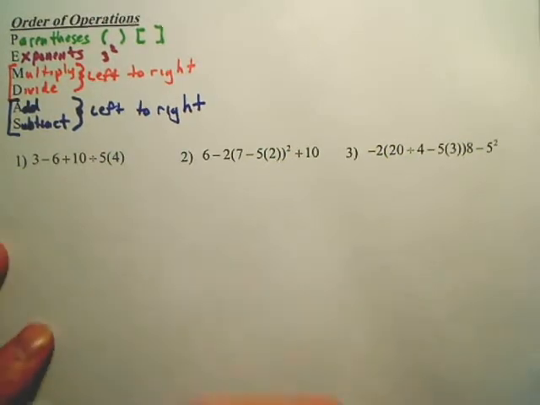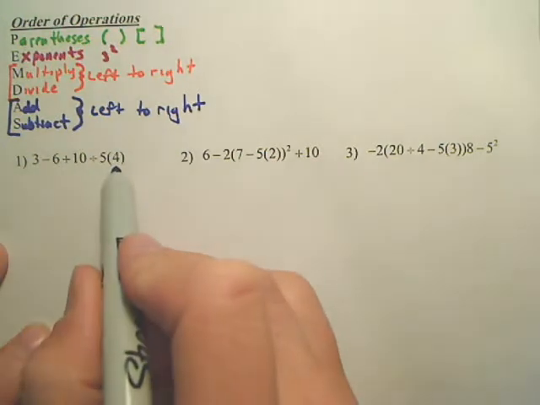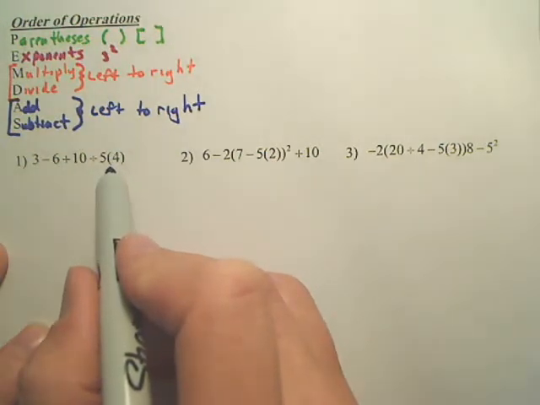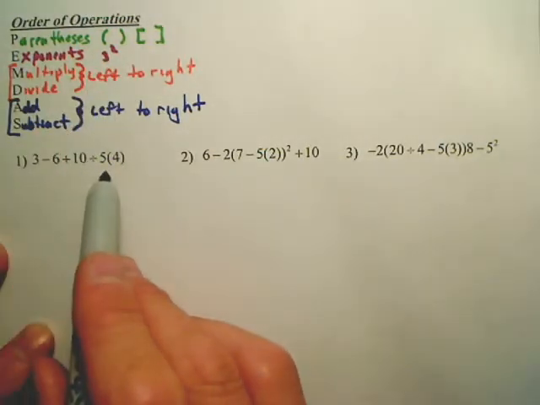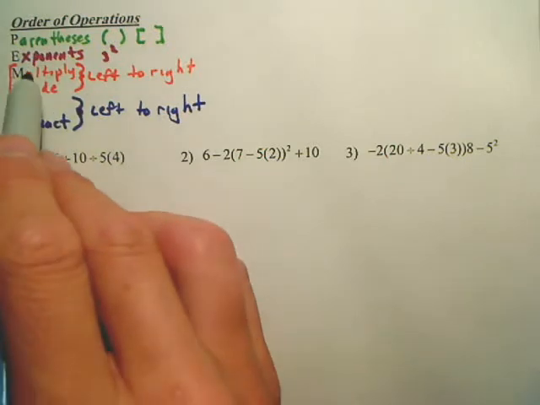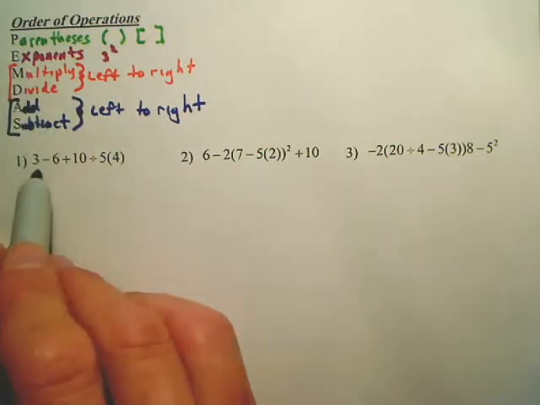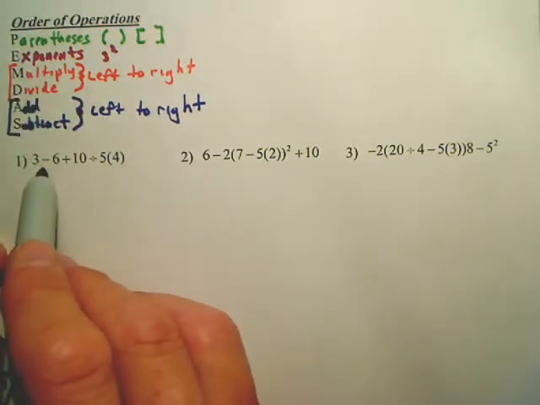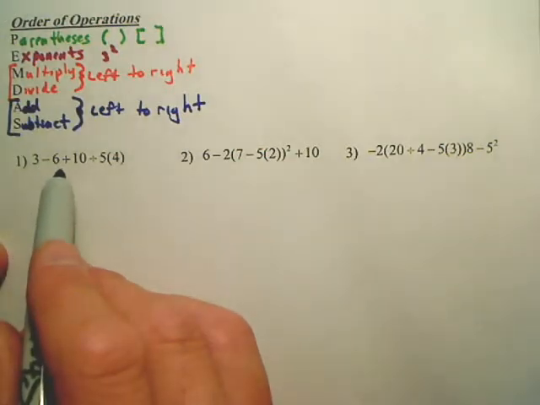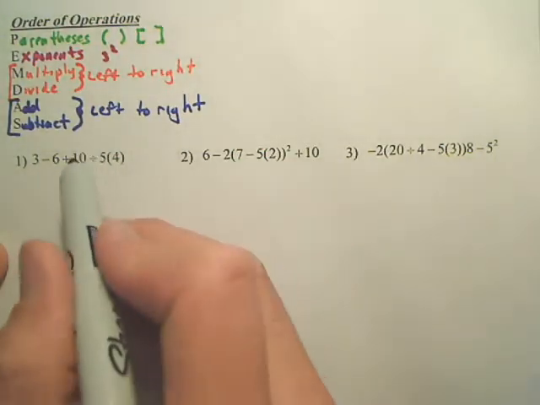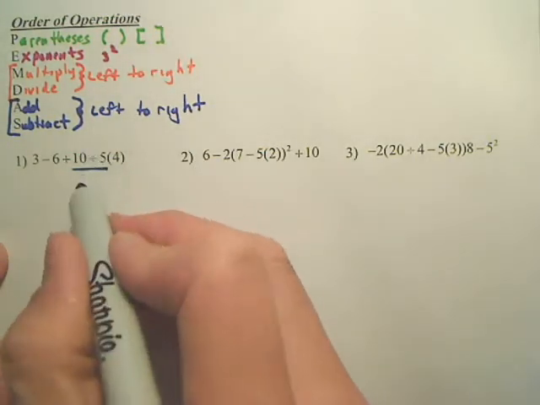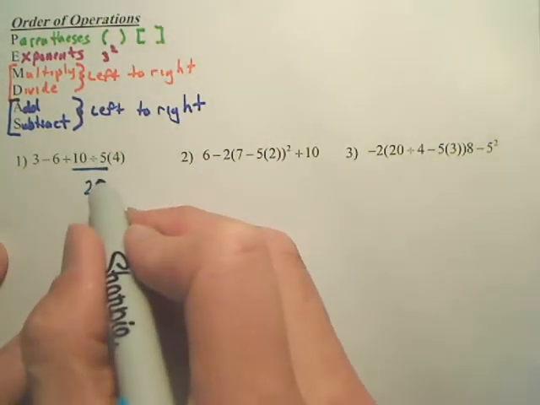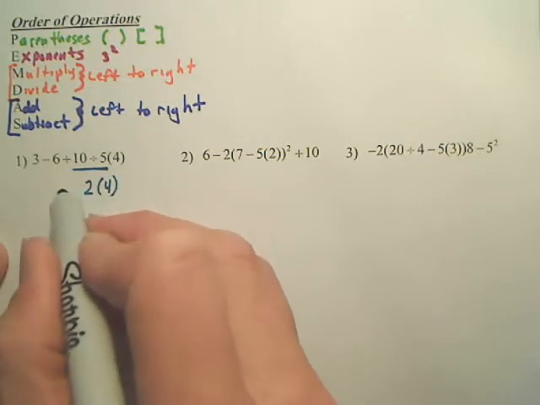So looking at this problem, are there any parentheses? Yes, but is there anything inside the parentheses to do? No. Are there any exponents on this problem? No. Now, multiply and divide from left to right. So is that a multiply or divide? No, that's minus. That's plus, skip it. That's divide. So let's do divide. What is 10 divided by 5? 2. And then I'm going to rewrite everything around it.